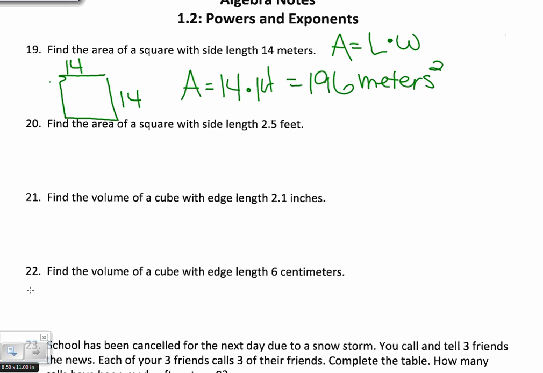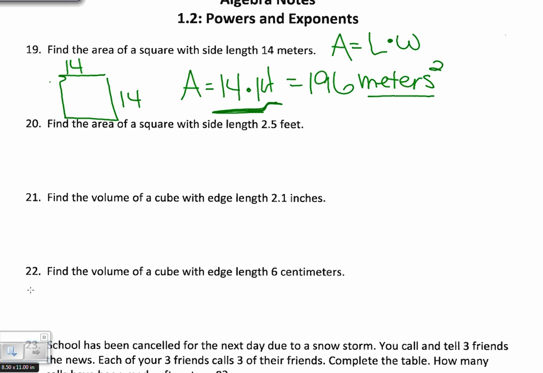Okay. See how we had two 14s. What does two 14s mean? It means 14 squared. So for area, we're always going to have our label squared. Meters squared, inches squared, feet squared. Whatever it is, area is always squared.